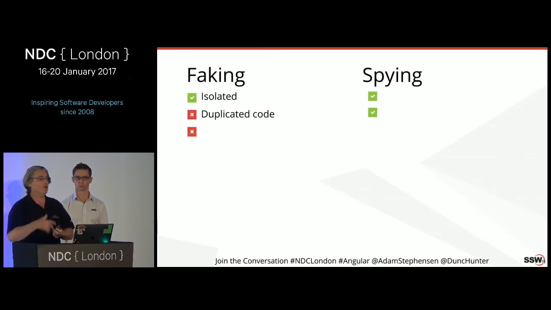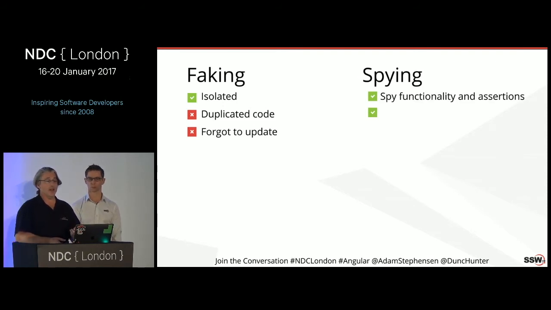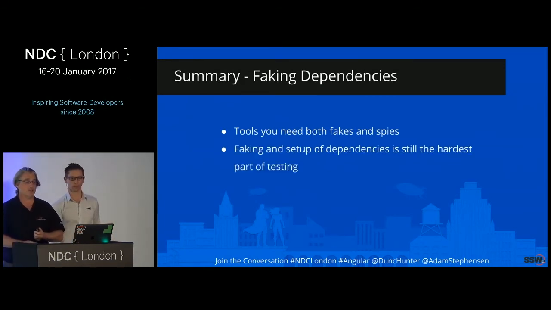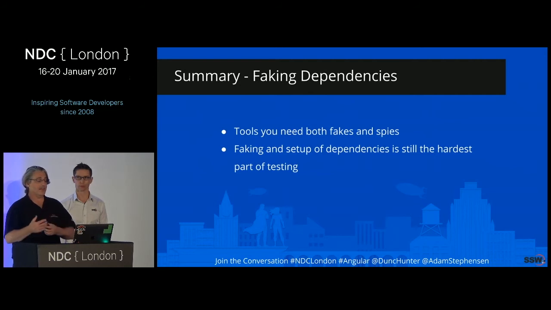Okay? The downside is you often end up with lots of duplicated code, and you can end up in the situation where you change the real implementation of the service and don't update the fake implementation, so you might have tests that are passing when they really shouldn't be. The benefit of spying is that it has additional functionality. You can assert and find out information about how that dependency is behaving, and you end up with cleaner code. So in summary, you need to know how to use both fakes and spies. And faking in the setup of dependencies is still probably the hardest part of testing.